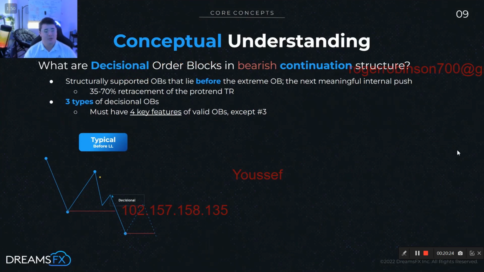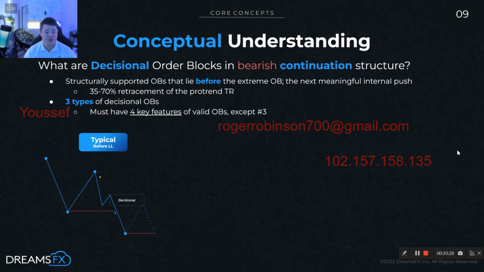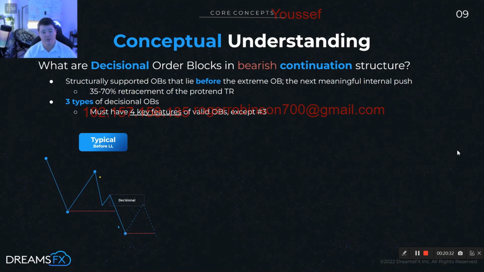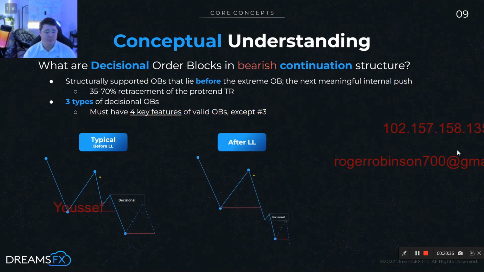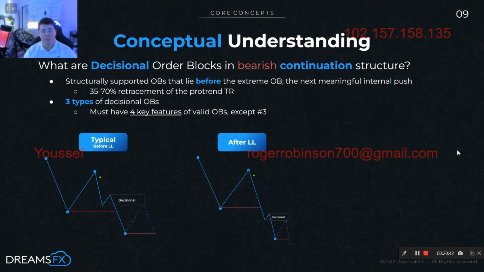Price will then distribute and sell, cause price to sell right through it. So we have that first push, second push, and our decisional order block. A typical decisional order block will be lying right where that second push came into play. The next type of decisional order block we have is the order block that lies after the lower low is broken. If this is our main trading range from this lower high to this lower low, we can clearly see that there's no internal second push here, but it does occur afterwards.